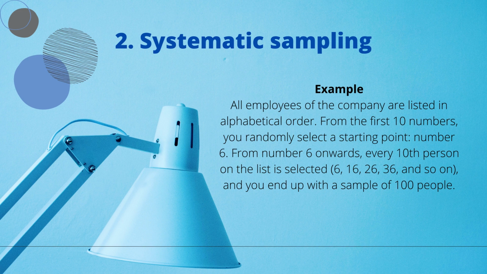Systematic sampling. Systematic sampling is similar to simple random sampling, but it's usually slightly easier to conduct. Every member of the population is listed with a number, but instead of randomly generating numbers, individuals are chosen at regular intervals. For example, all employees of the company are listed in alphabetical order. From the first 10 numbers, you randomly select a starting point. Number 6. From number 6 onwards, every 10th person on the list is selected. And you end up with a sample of 100 people.